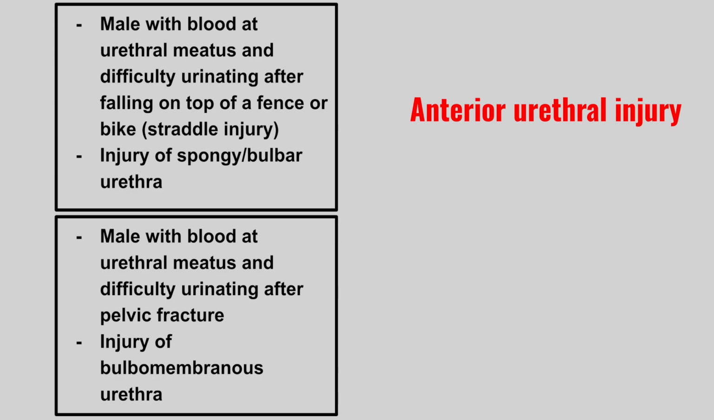So this is an anterior urethral injury. This is often compared to a male with blood at the urethral meatus and has difficulty urinating after a pelvic fracture, but this time there's injury of the bulbomembranous urethra. So this is going to be a posterior urethral injury.